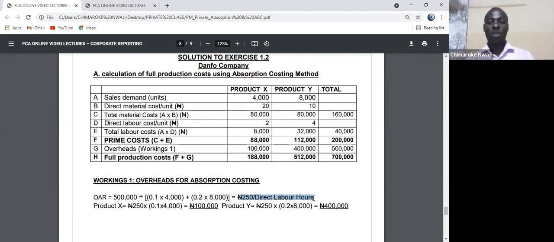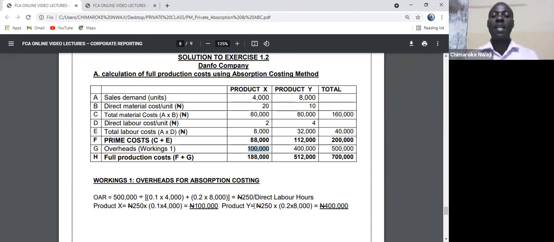So this is my absorption cost. It means that I'm going to use 250 naira to multiply the number of labor hours each department has. So going to the product X department, I will say 250 naira multiplied by the number of labor hours. Remember, this 0.1 times 4,000 is the same thing I have here. So this already is 400. So 400 multiplied by 250 naira gives me 100,000. And that is the 100,000 I have here.